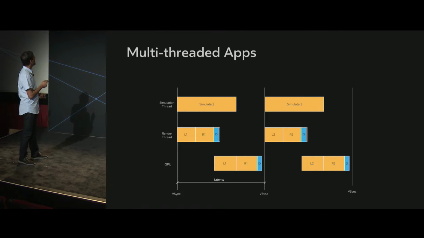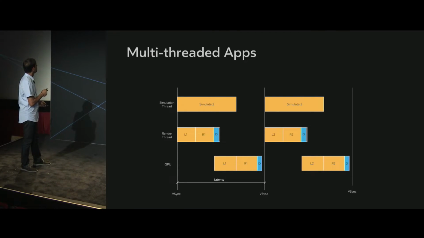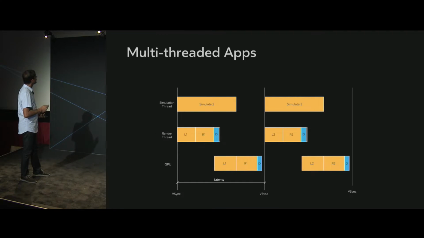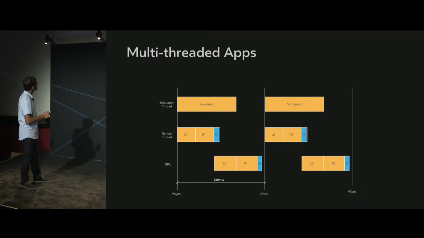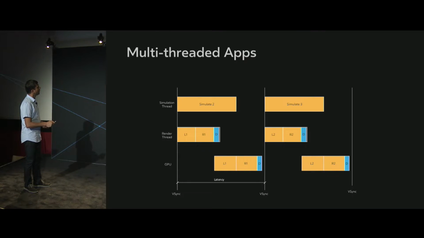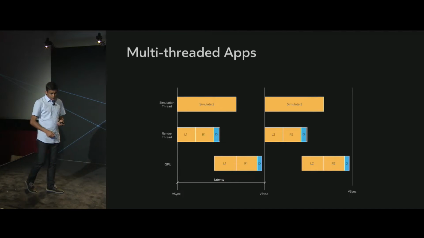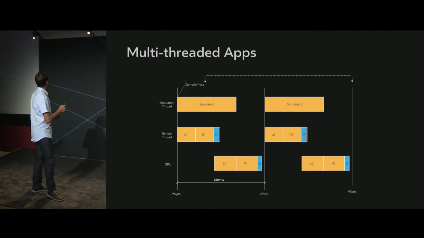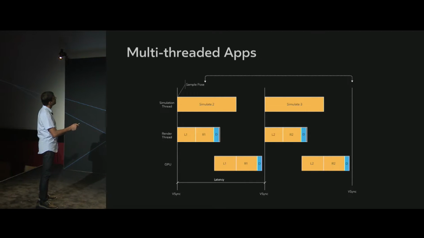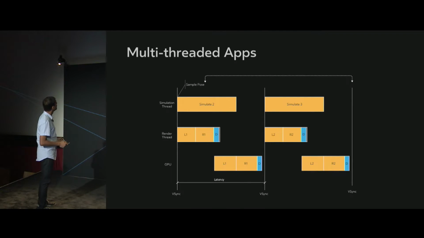Here you have an app which has a simulation thread that is, say, simulating frame 2, while the render thread is rendering frame 1. And then eventually the results of that simulation are picked up by the render thread to render frame 2, which then eventually gets sent to the GPU that gets scanned out at this vsync and on out. So in this case, the simulation thread is going to sample the pose once, but it's sampling the pose 2 frames ahead. It's trying to figure out what the pose would be at this vsync.